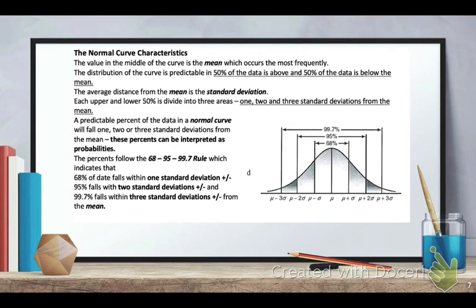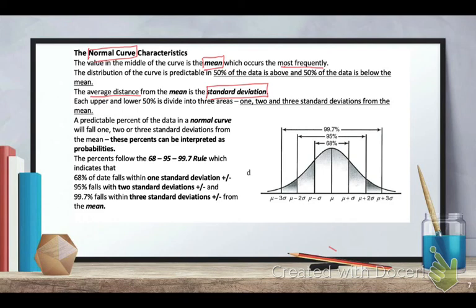Let's talk some more about the normal curve characteristics. So the value in the curve is the mean, the average, which also occurs the most frequently. The distribution of the curve is predictable in that 50% of the data is above that mean and 50% is below the mean. The average distance from the mean is the standard deviation. Standard deviation means the average distance from the average.